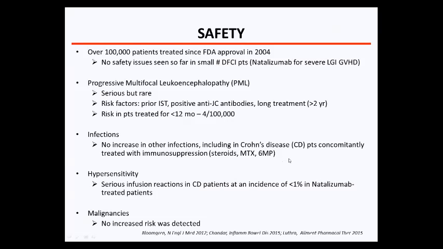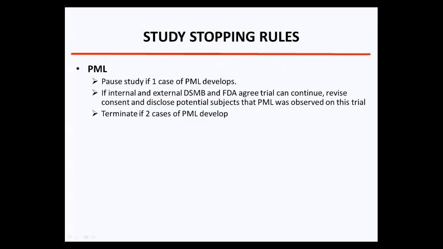Infections: no increase in other infections, including in Crohn's disease patients concomitantly treated with immunosuppression, steroids, methotrexate, and 6-MP. Hypersensitivity in Crohn's disease, less than 1%. Malignancies, they also looked at it, no increased risk.